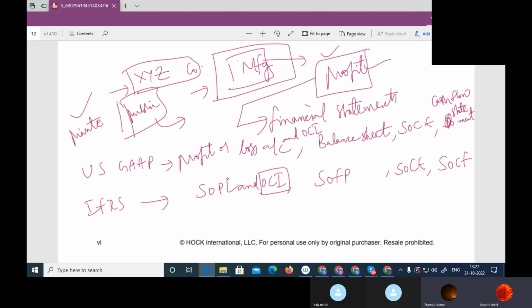Do you think a loss-making company can give you a bright future? Never. That's never going to happen. So whatever the results are, you can know with the help of all this.